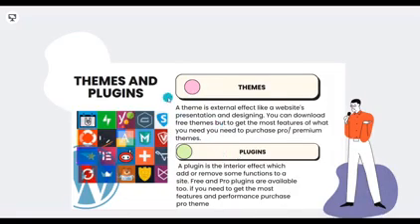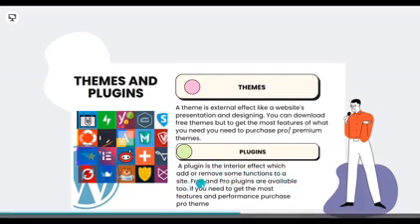Then themes and plugins, just a quick explanation. A theme is the external effect, like a website presentation and design. You can download free themes, but to get the most features, you need to purchase pro and premium themes. The plugin is the interior effect, which adds or removes some functions on a site. Free and pro plugins are available if you need more features and performance.